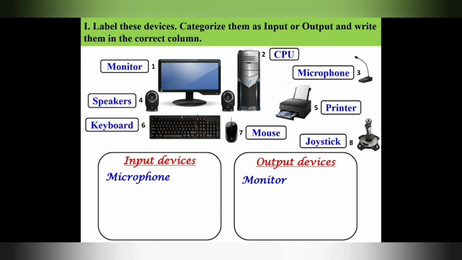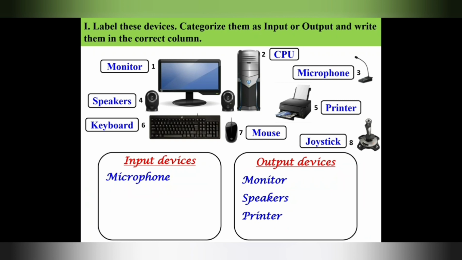What is the fourth one? Speaker. Is speaker an input device or output device? Speakers are output devices. So it comes under the category of output devices. Next one, fifth one, printer. Printer is an output device. So it comes under the category of output devices.